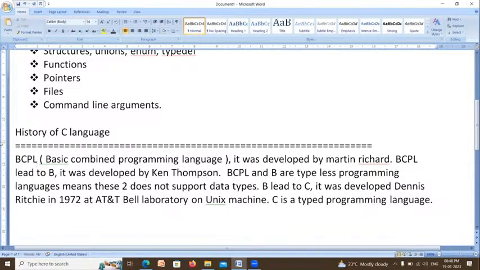From B, a new programming language was developed that is called C. It was developed by Dennis Ritchie in the year 1972 at AT&T Bell Laboratory on a computer having Unix operating system, on a Unix machine. C is a typed programming language. What is the meaning of that? It supports data types. A language which supports data types is called a typed programming language. A language which doesn't support data types is called a typeless programming language.